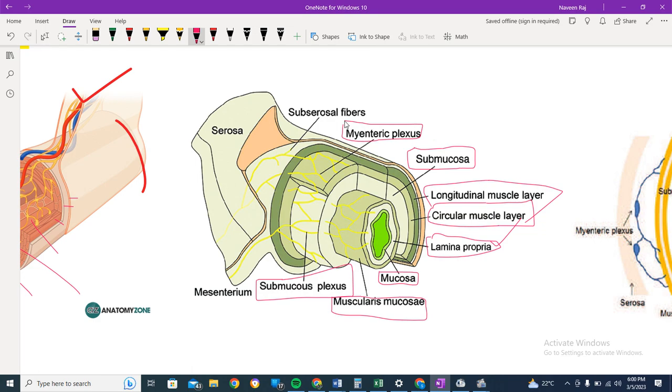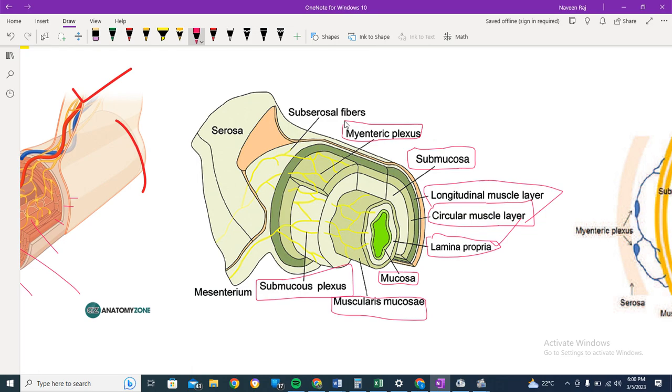Now let me just get back after confirming the thing. Okay, yes. First of all we've got the mucosa, then the submucosa, then the muscularis externa, and then the serosal layer.